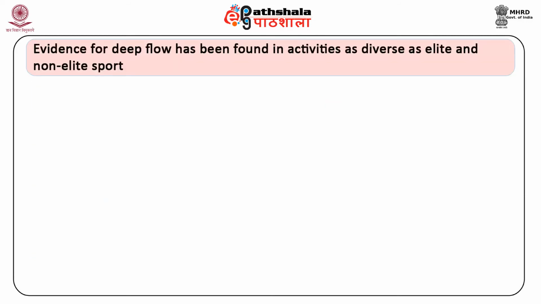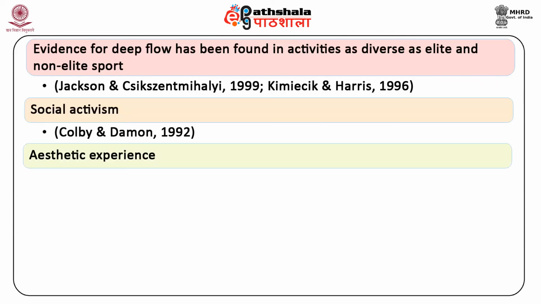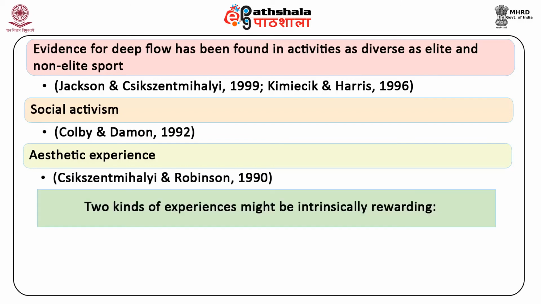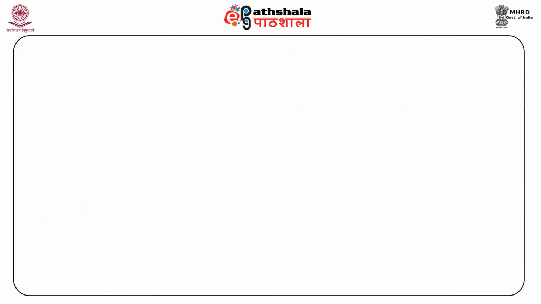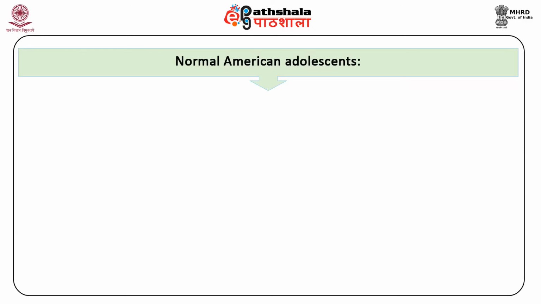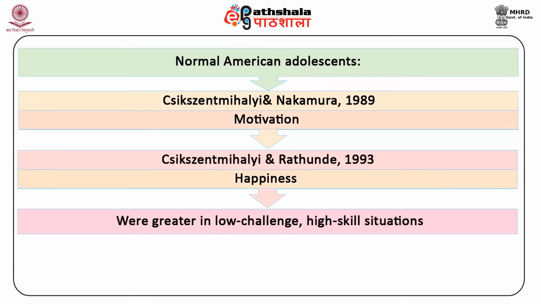Evidence for deep flow has been found in activities as diverse as elite and non-elite sport, Jackson and Csikszentmihalyi, Kimiecik and Harris; social activism, Colby and Damon; and aesthetic experience, Csikszentmihalyi and Robinson. Two kinds of experiences might be intrinsically rewarding. One, involving conservation of energy, relaxation; the other involving the use of skills to seize ever greater opportunities, flow. It was found that for normal American adolescents, motivation, Csikszentmihalyi and Nakamura, and happiness, Csikszentmihalyi and Rathunde, were greater in low challenge, high skill situations as compared to when challenges and skills were simultaneously high.